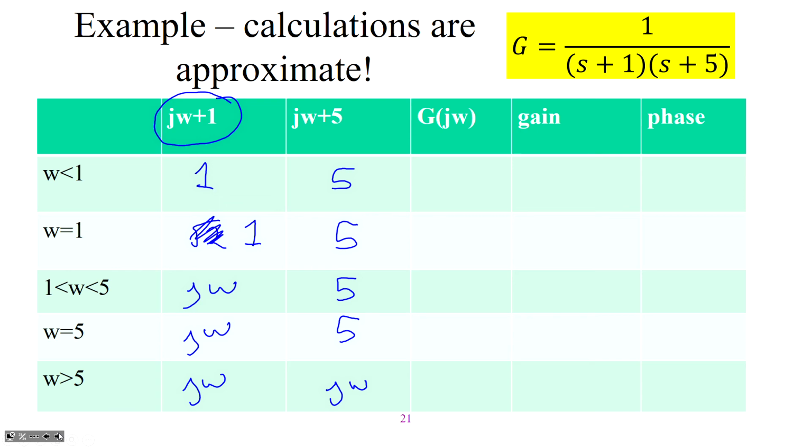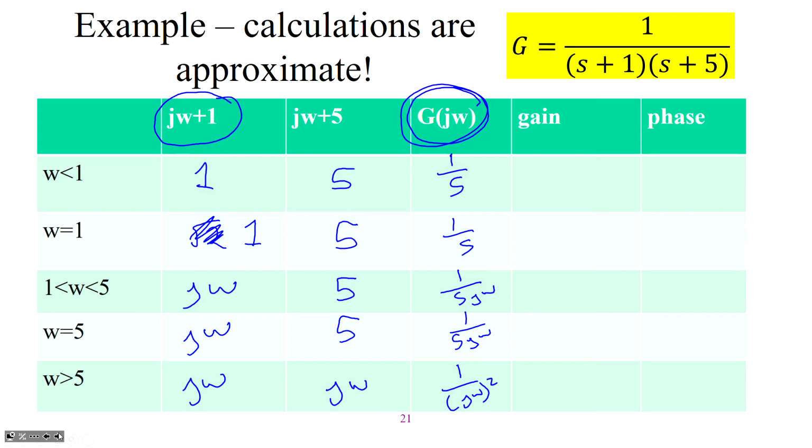So what do I get for my overall G of j omega? I'm going to get 1 over 5, 1 over 5 j omega, and then 1 over j omega squared. So you can see how quick that is just using this table.